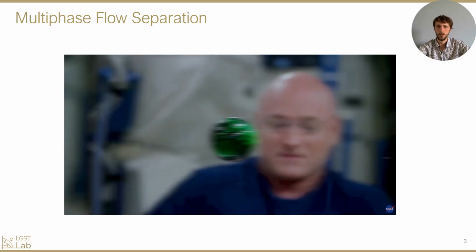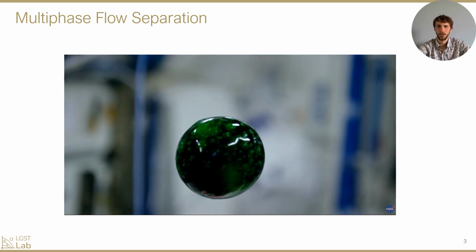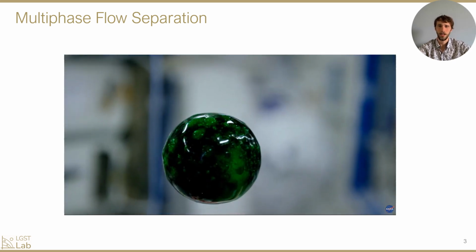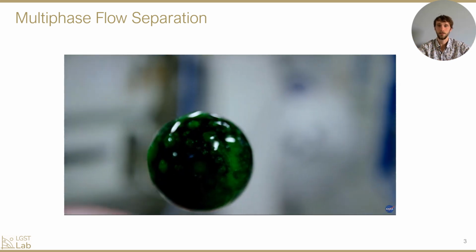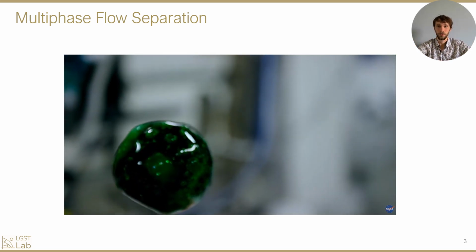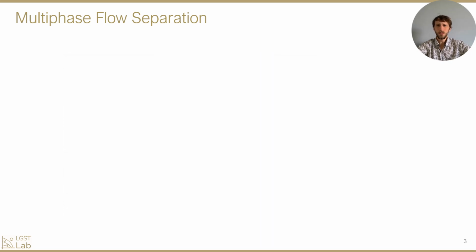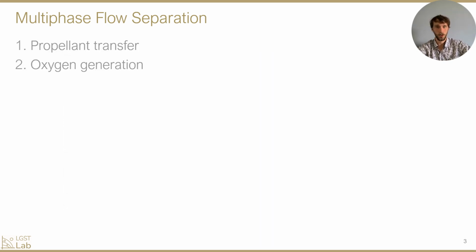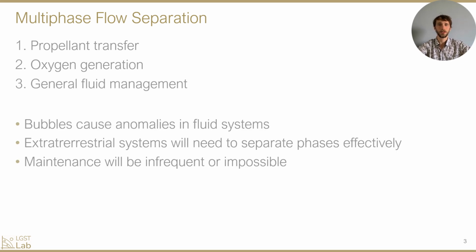You'll see in this video, an Alka-Seltzer tablet generates bubbles in this water droplet, and they just stay inside of the droplet. And this can be a big problem for fluid systems in space. For example, if you're trying to transfer propellants, if you're trying to split water to make oxygen, or just generally trying to manage fluids. Bubbles in fluid lines can cause severe pressure drops, blockages, and depending on the system, even complete failures. So we need a way of removing these effectively.